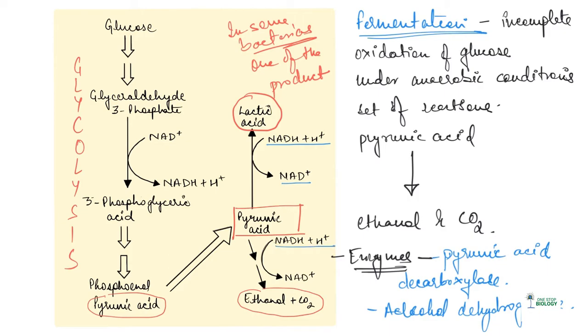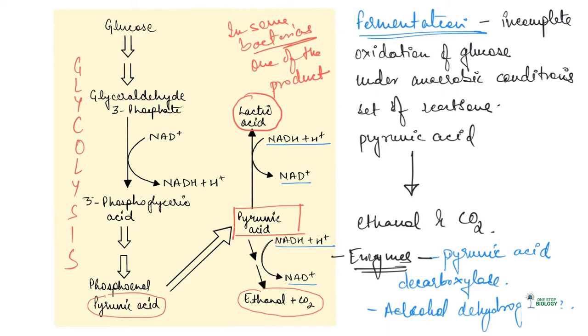Here as well, you can see NADH being converted to NAD plus. So this pyruvic acid, basically these are the major pathways of anaerobic respiration. This pyruvic acid is either converted into lactic acid or it is converted into ethanol and carbon dioxide. In both the cases, energy is being used, right?